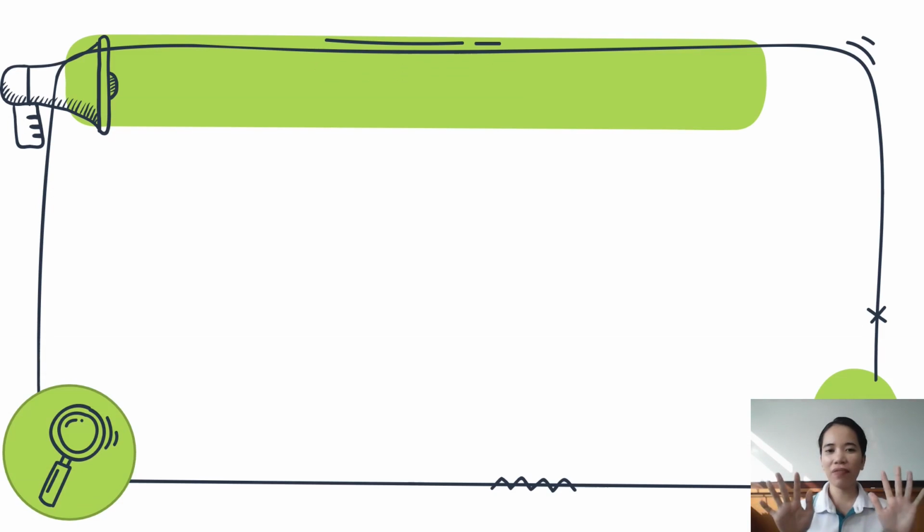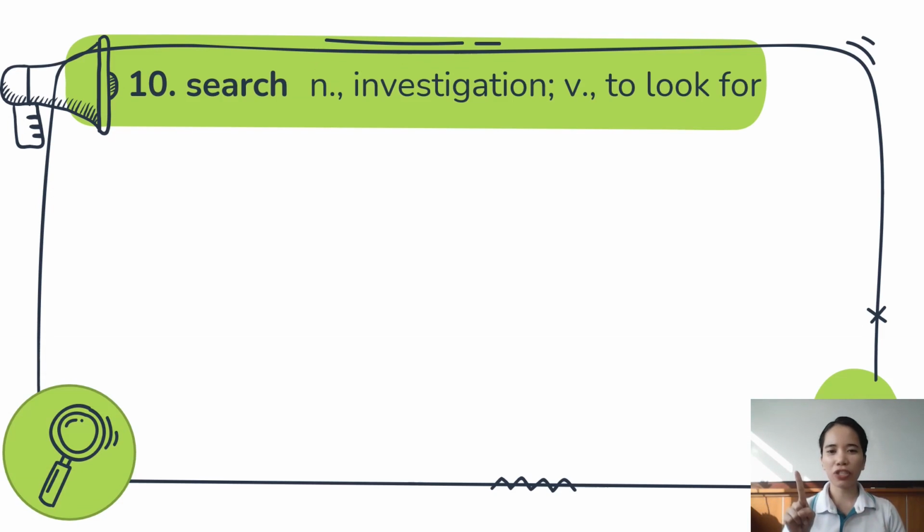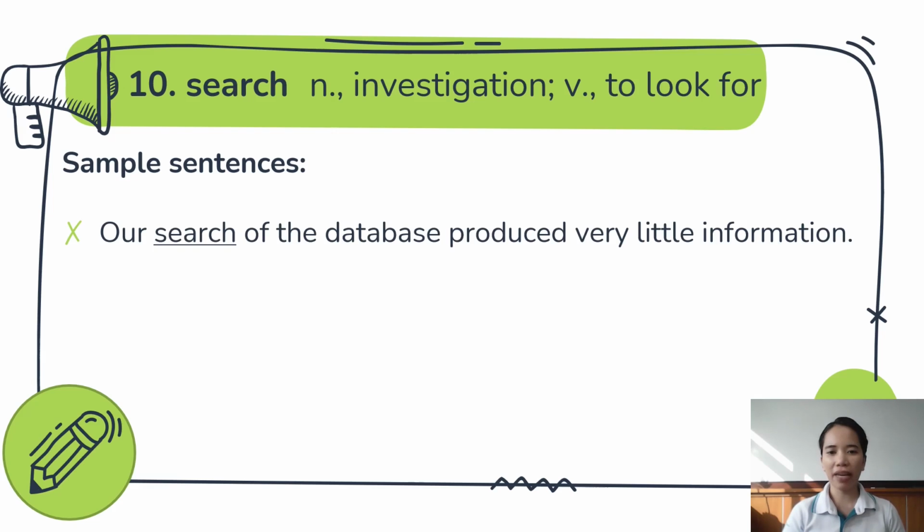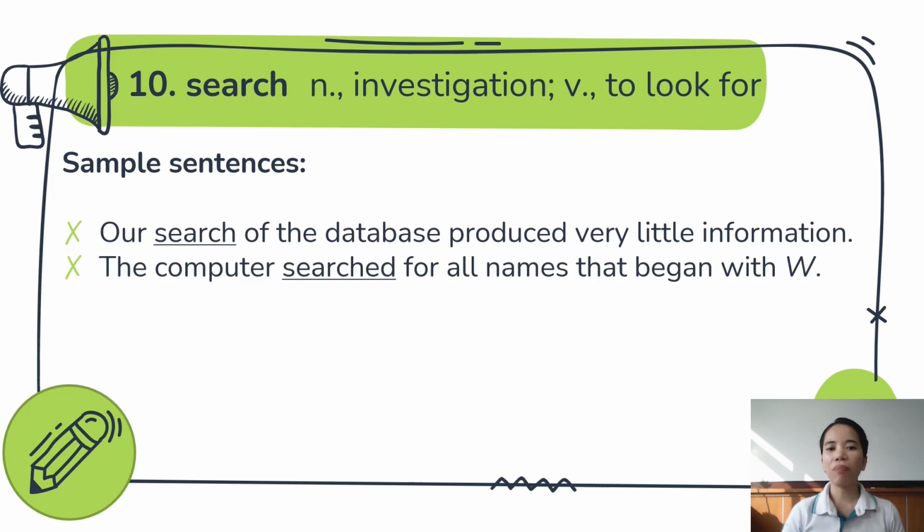Our 10th vocabulary is search. Search could be used as a noun or verb in a sentence. For noun, it means investigation. For verb means to look for. Let's try these examples. Our search of the database produced very little information. The computer searched for all the names that began with W.